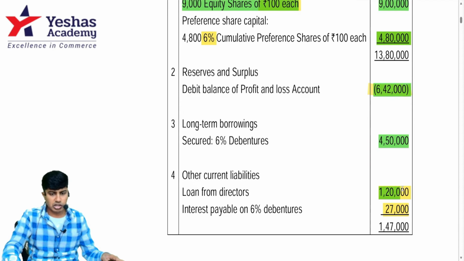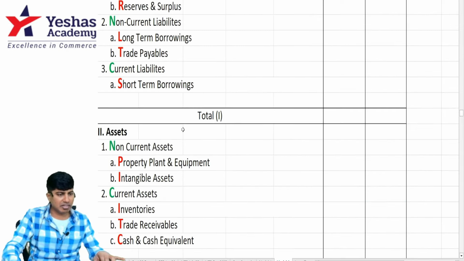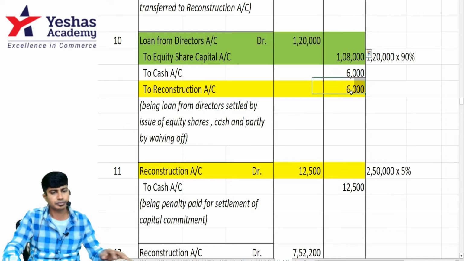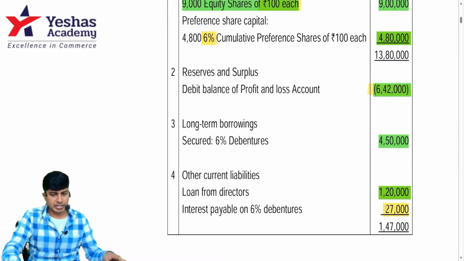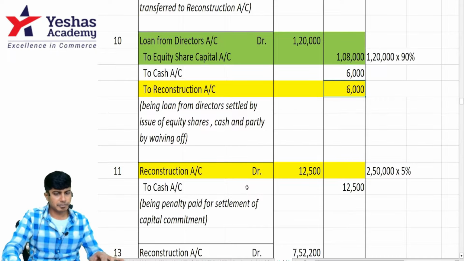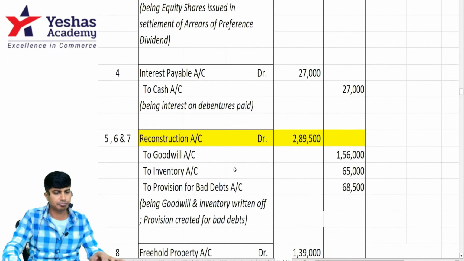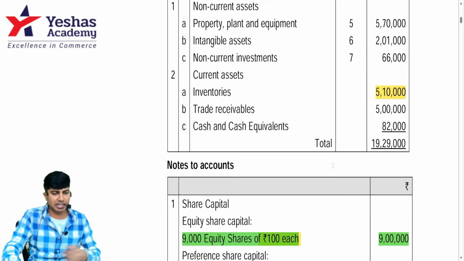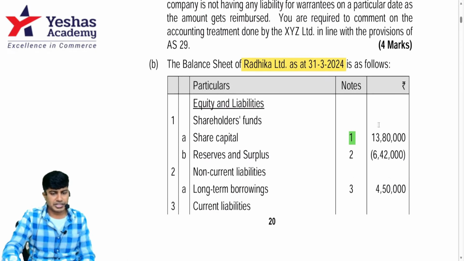Next I have with me loan to directors, 1 lakh 20. It was there, now not there anymore. 1 lakh 20 I have debited. I'll show you. See, 1 lakh 20. Then interest payable 27. We paid that interest. Somewhere I've debited. Gone. Done.